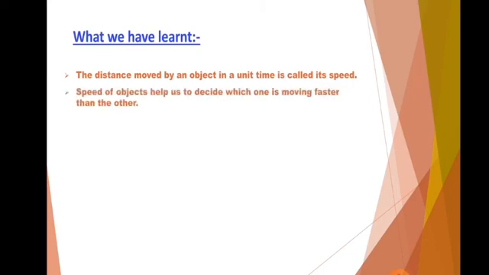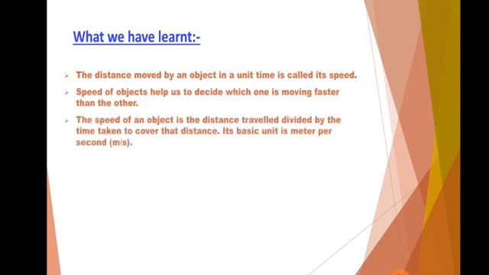Now let us summarize all that we have learned in this chapter. So in this chapter, we have learned that the distance moved by an object in a unit time is called its speed. Speed of objects helps us to decide which one is moving faster than another. The speed of an object is the distance traveled divided by the time taken to cover the distance. The basic unit is meter per second.